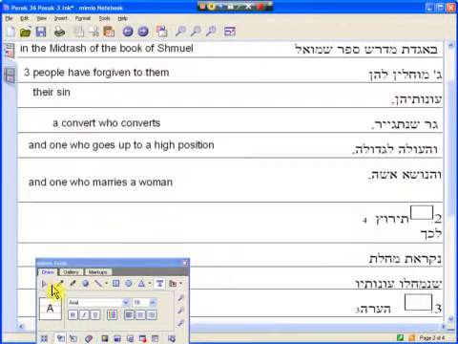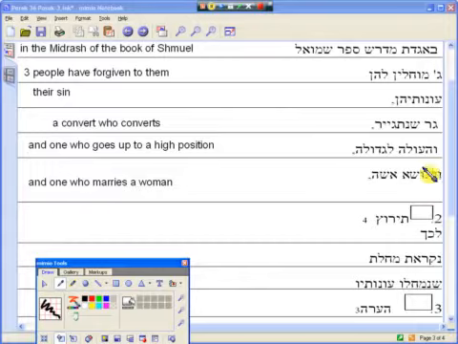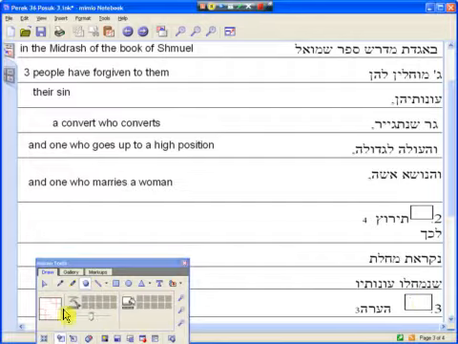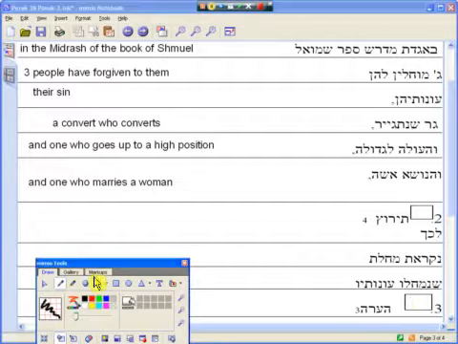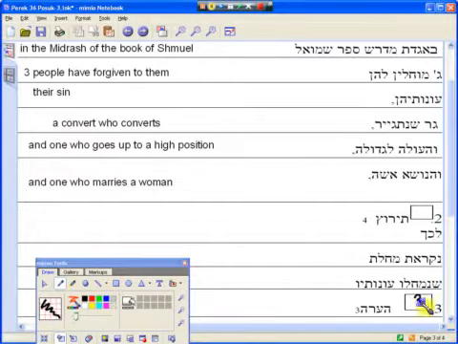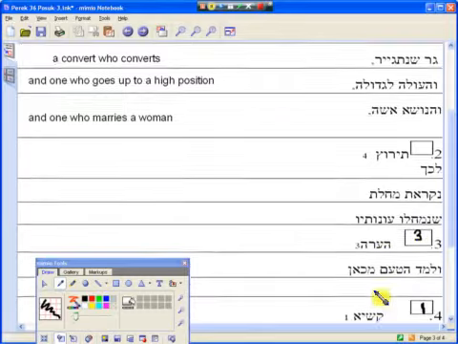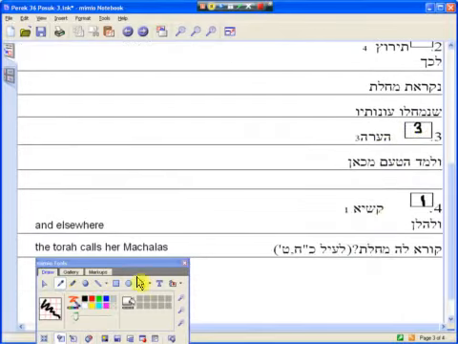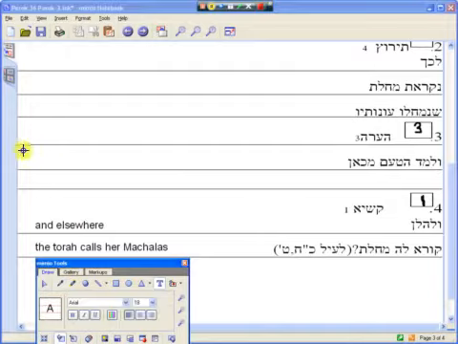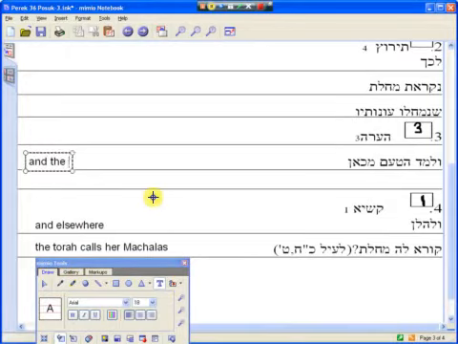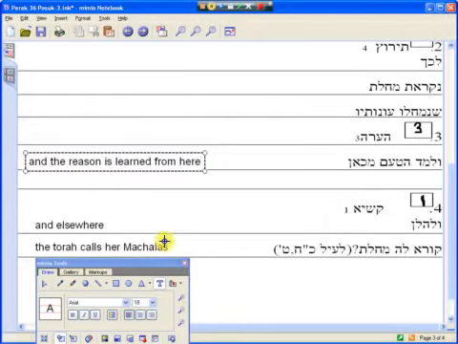It's the third section, as we can see. So we'll put that in. That's the third part. Oops. Try that again. Just rub that out. There we go. Ha'ara. Comment. Velomaratam mikan. And the reason is learned from here.